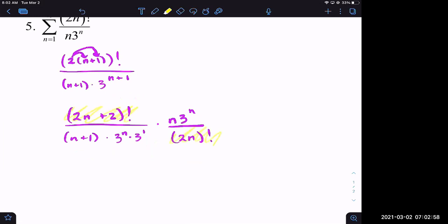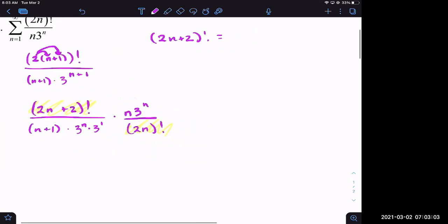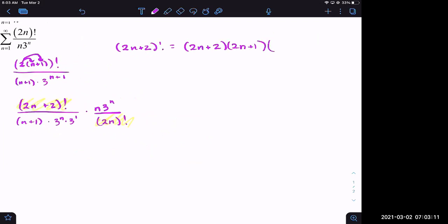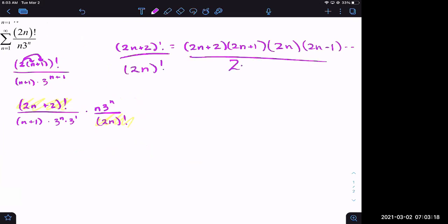If we were to reduce it, remember 2n plus 2 factorial is equal to itself times the previous one. The one before it would be 2n plus 1 times the one before it, which would be 2n times the one before it, and so on. And if we have 2n factorial, well, that's going to be 2n times the one before it, and so on. So all of these cancel out. So when you reduce those two, you're going to be left with a 2n plus 2 and a 2n plus 1. So that's how we can simplify those two.